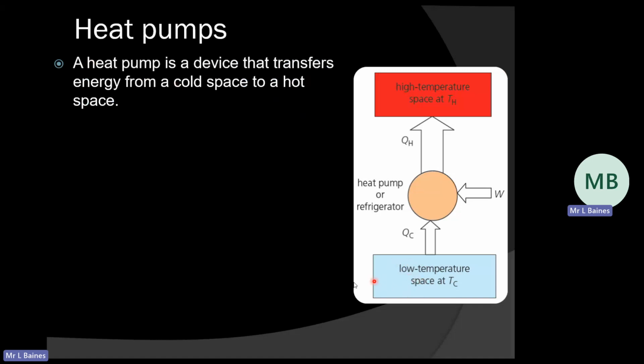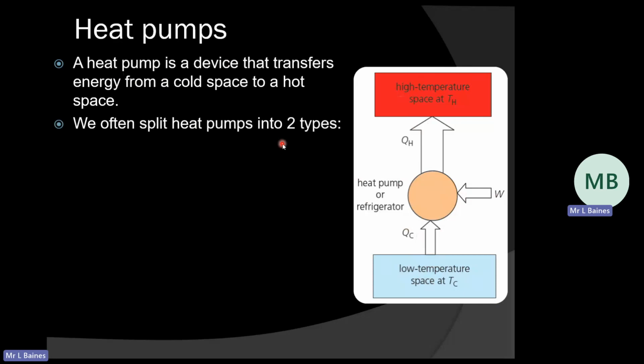If we look at heat engines, we generally go from a high temperature source out to a low temperature sink. A heat pump is going the other way. So we're looking at something that takes energy from a cold space and puts it into a hot space. Obviously, to do that, we're going to need to input some work to make that happen.